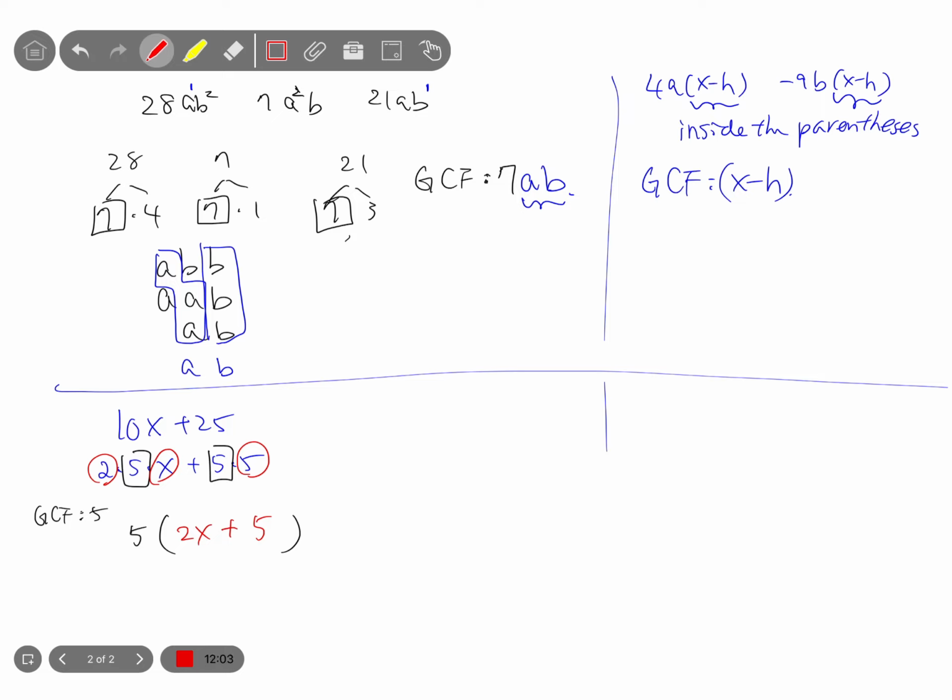Okay, so when you factor out a GCF, it's going to look like some quantity in front of the parentheses, and inside you should be adding or subtracting. Now you can always double check by distributing. You can distribute it back to see if you get the original. Okay. All right.